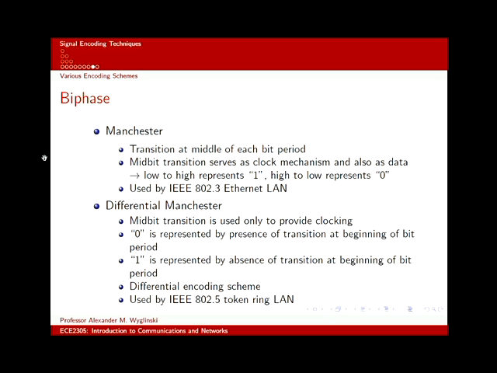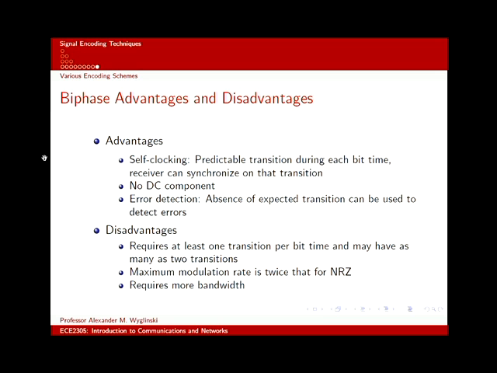So the advantages are, again, the self-clocking. We have a predictable transition guaranteed mid-bit, or midway through the pulse. There's no DC component. The error detection is great because the absence of an expected transition can be used to detect errors. But you require at least one transition every time, and the maximum modulation rate is twice that of NRZ and requires more bandwidth because of all those transitions.